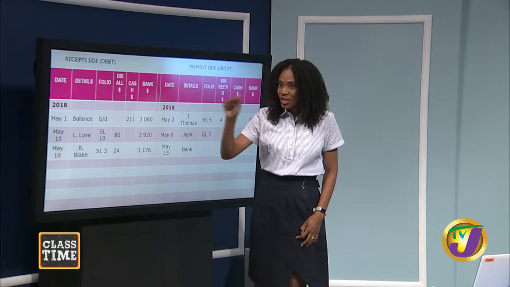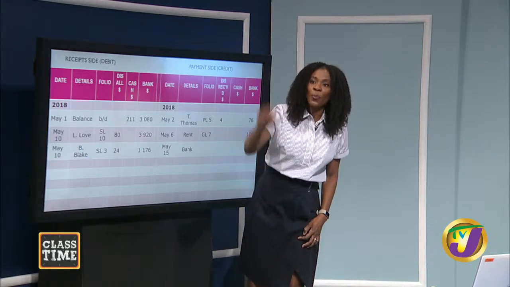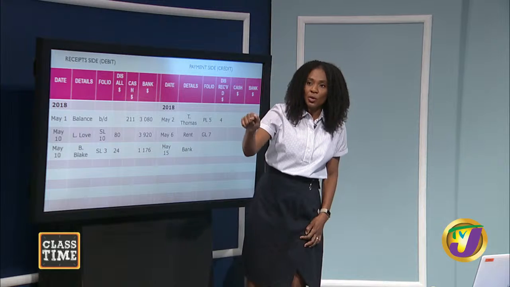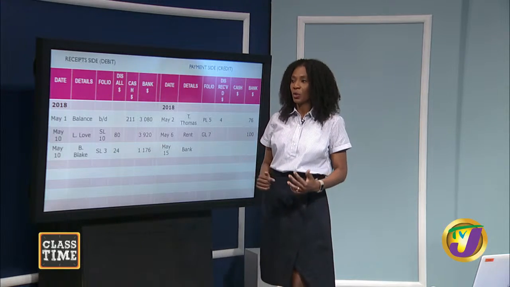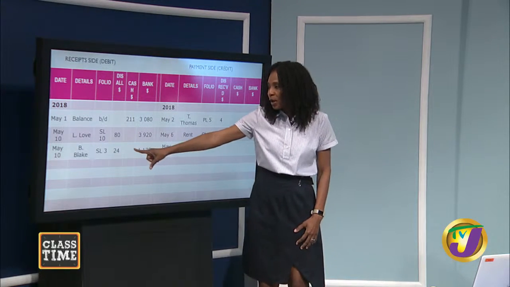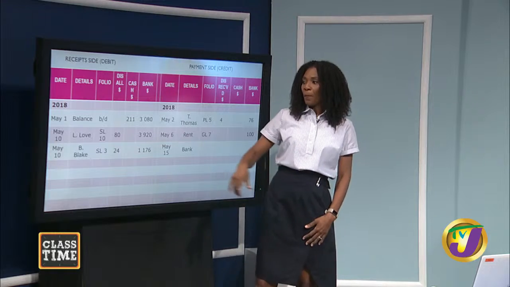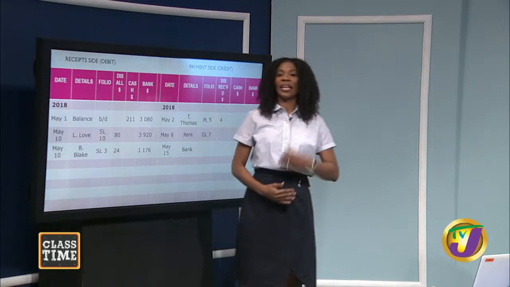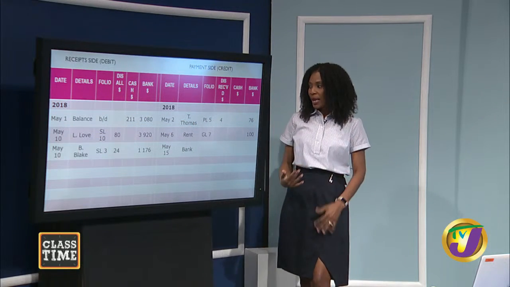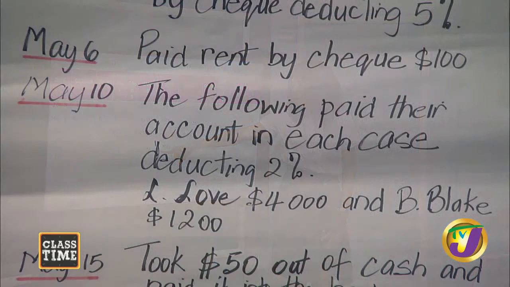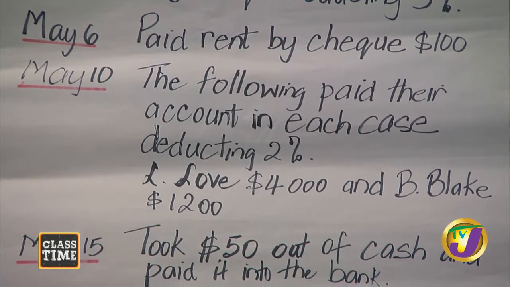When you get the discount, subtract it from the original figure to find out how much the person will pay. So $24 now will be subtracted from B, Blake's $1,200 that he had originally owed us, and he will therefore pay us $1,176. Good.